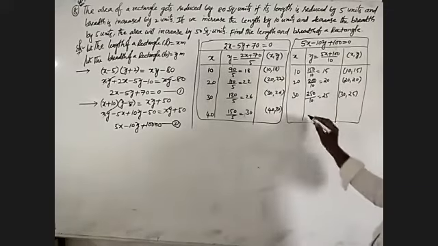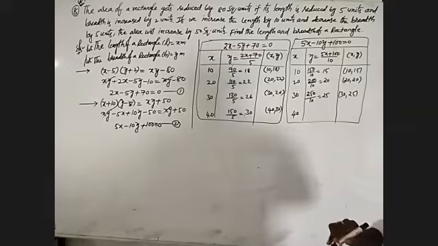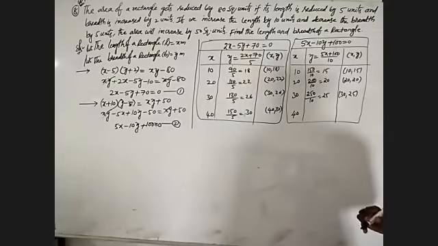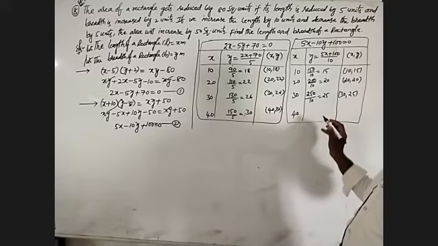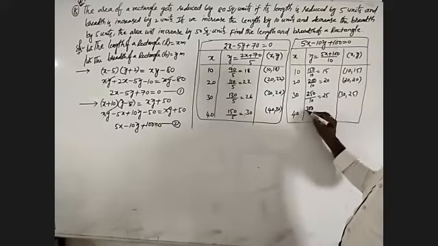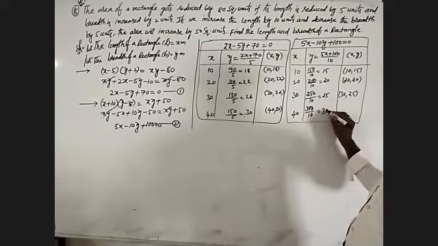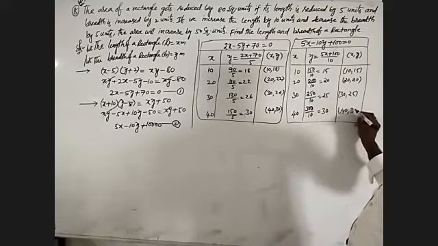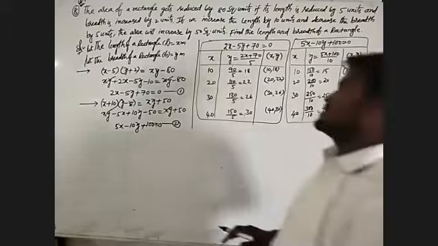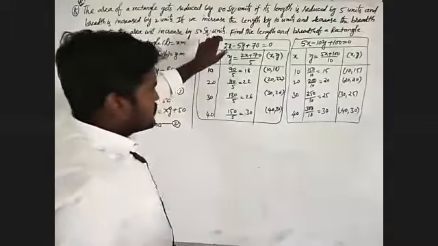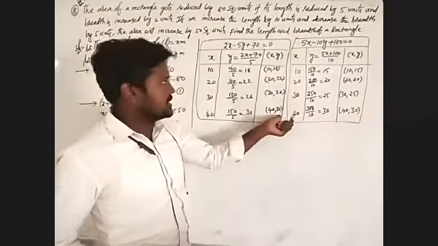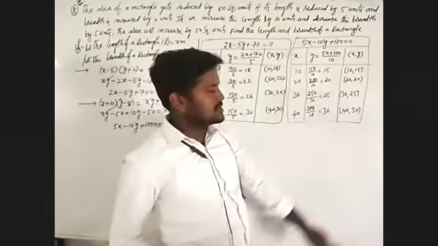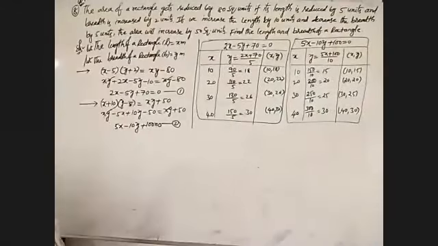Then let x equal 40. 5 into 40 becomes 200. 200 plus 100 becomes 300. 300 by 10 is equal to 30. That is the point 40 comma 30. We observe that in the first pair of linear equations in two variables, the given point is 40 comma 30, and in the second linear equation also the given point is 40 comma 30.